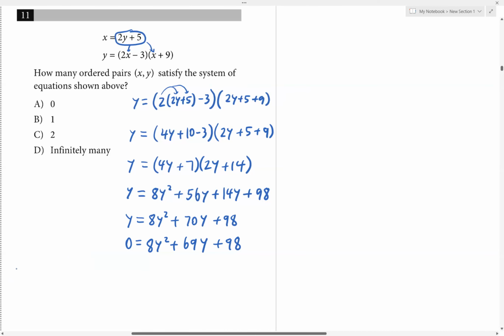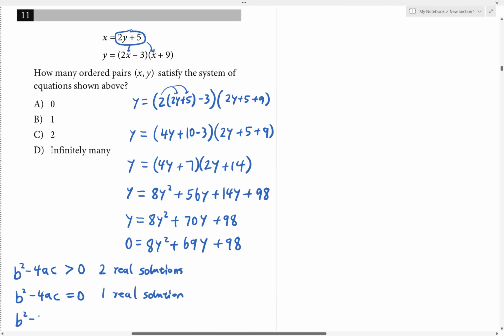What happens is if b squared minus 4ac is greater than 0, then we get two real solutions. Okay, b squared minus 4ac greater than 0, we get two real solutions. And if b squared minus 4ac is equal to 0, we get one real solution.